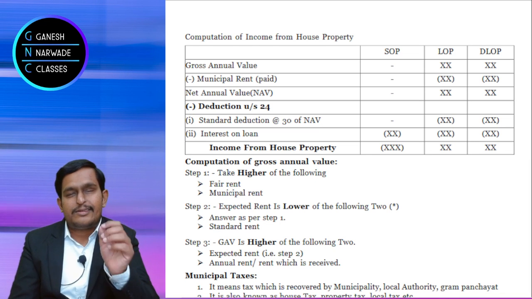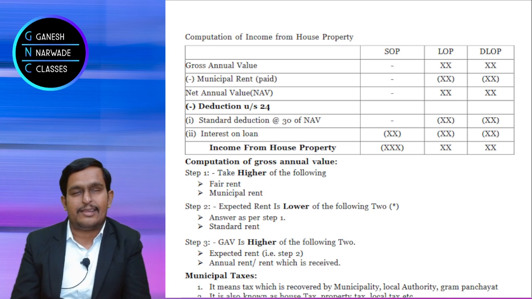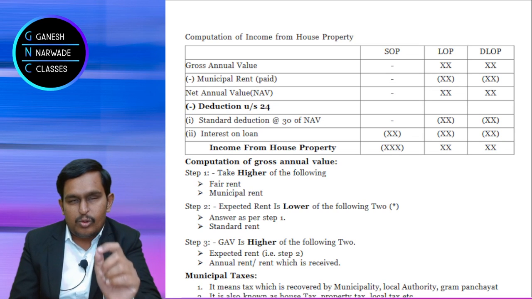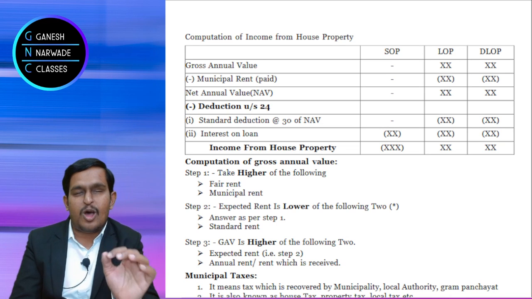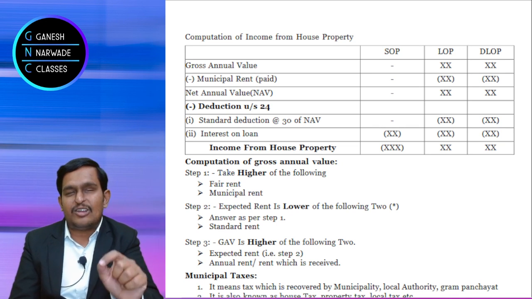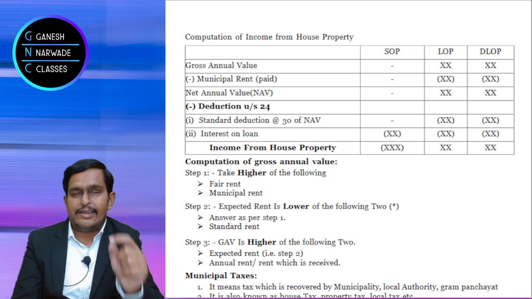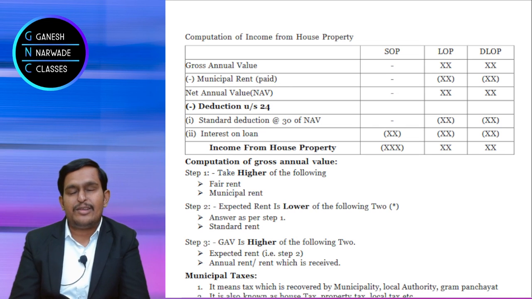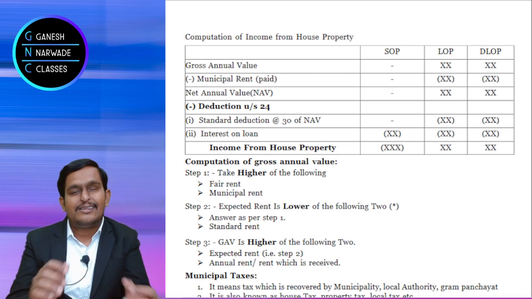Okay, now if self-occupied property is there, no GAV, no municipal tax, no NAV, no standard deduction, nothing. Only interest on loan is given as deduction. So in case of self-occupied property, only interest on loan is given as deduction. So what will happen? Of course, there will be loss as per house property. And that loss you can deduct from salary income or any other business income and save a lot of taxes. That's why when people join jobs, they try to construct a house and take a housing loan to save a lot of taxes. Okay, shall we go forward?